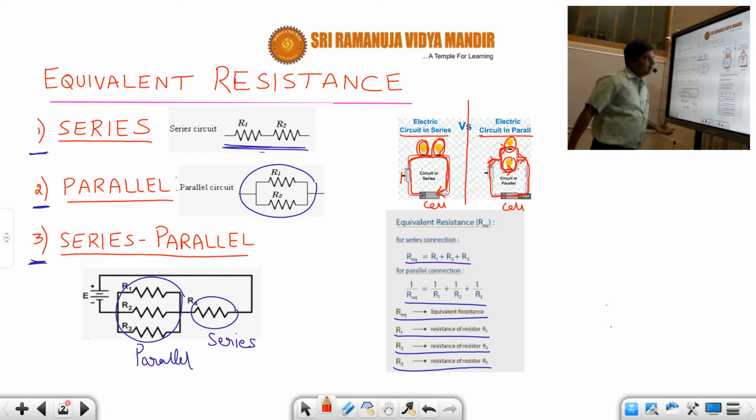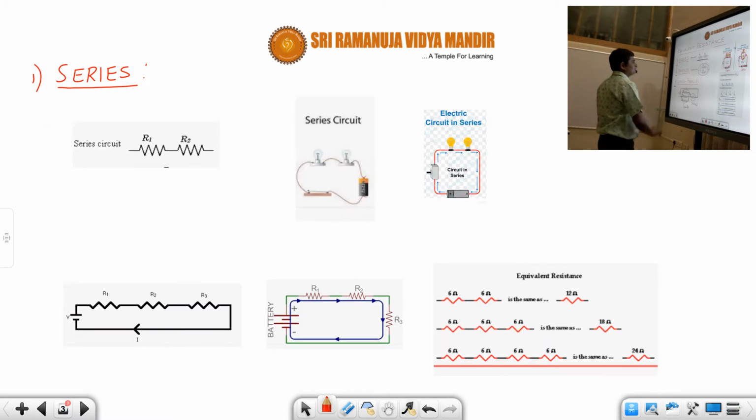So the definitions of what is series and what is parallel we are going to see. Just in brief, we have seen here in terms of the glowing of bulbs, students. Now let us see first what is meant by series connection.